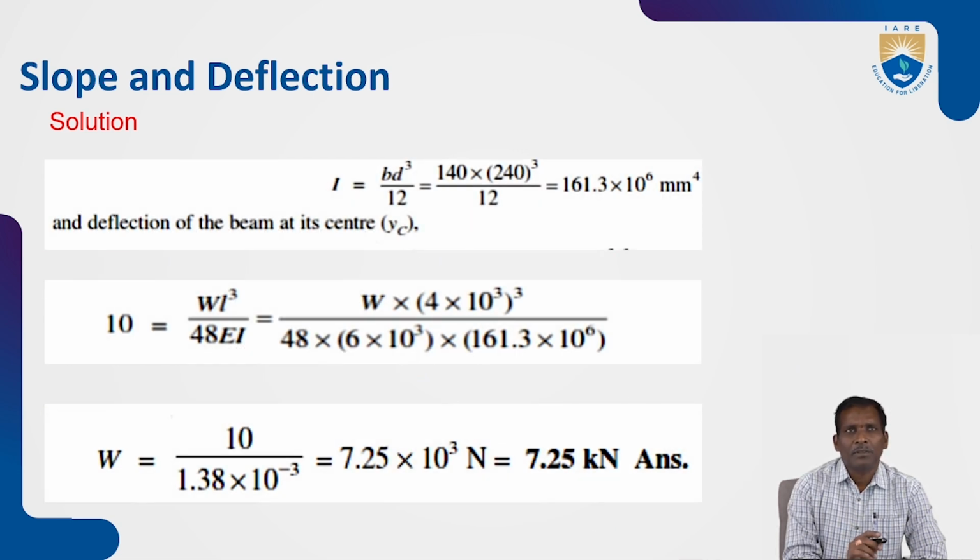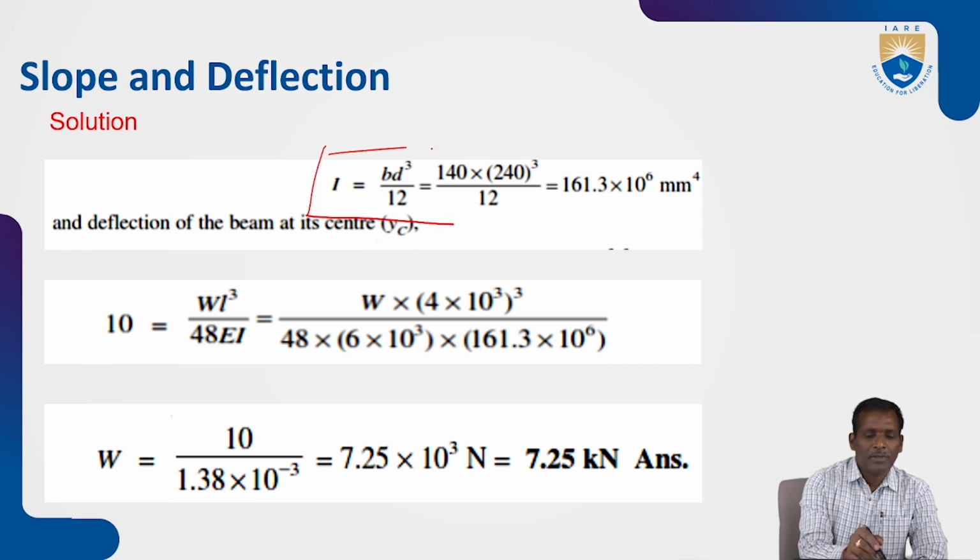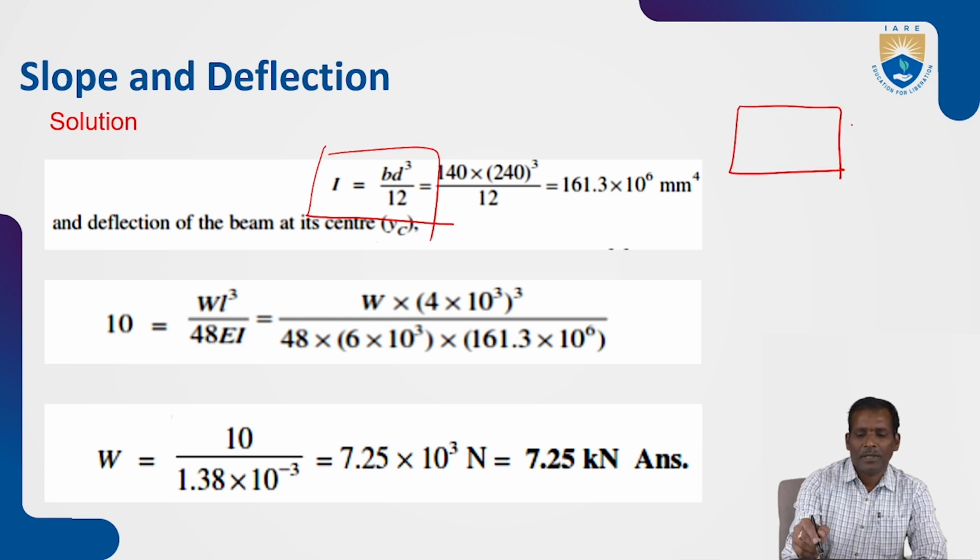Now the solution for the second problem: the moment of inertia is not given. So for a rectangular section, this is B and D.